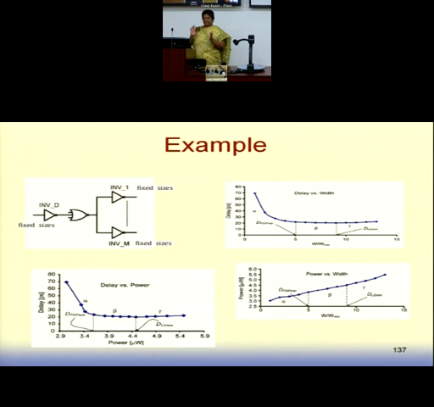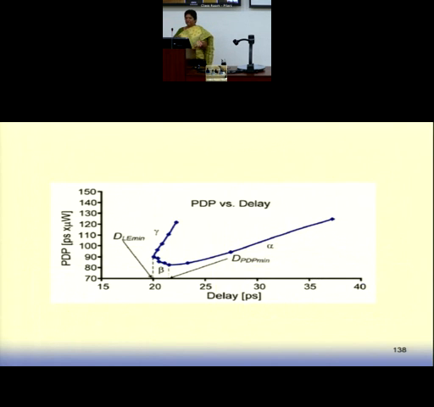Clear? You have to think in various aspects. That's what is shown in the slide: delay versus W, power versus W, delay versus power, and then PDP versus delay. Whatever we understood from these three graphs, we can now use to justify and understand this graph. As I said, there are two points: D logical effort minimum and PDP minimum.